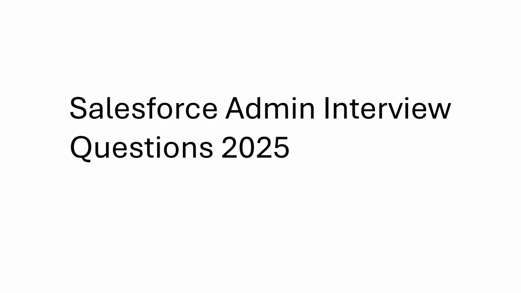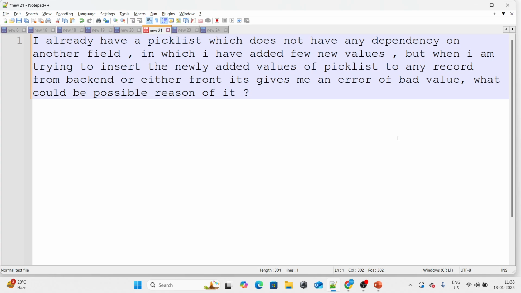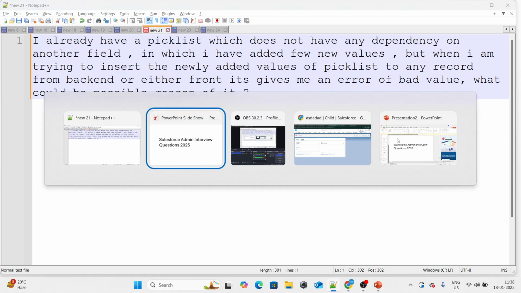Salesforce admin questions that can be really helpful to you in your next interview. So let's get started with our first interview question. I already have a pick list which does not have any dependency on another field, in which I have added a few new values. But when I am trying to insert these newly added values of the pick list into any record from the backend or the front end, it gives me an error of bad value. What could be the possible reason for it and how do I fix it?